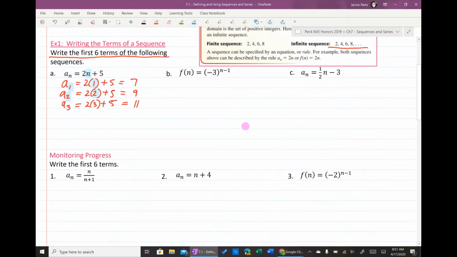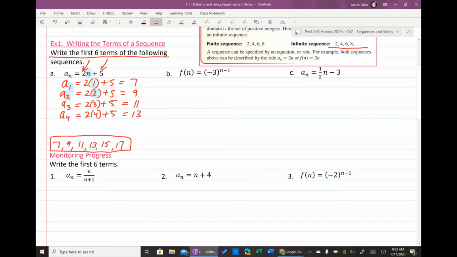You can probably see the pattern that's happening here. The numbers are going up by 2, which is not a coincidence because that's a 2. The reason it didn't start at 2 is because of this plus 5. So instead of starting at 2, it started at 5 greater than 2. You can continue to plug in numbers. Once you see the pattern in the first 3, you can fill in the rest if you'd like. This one would be 2 times 4, so that's 8 plus 5, which is 13, and so on. If we want 6 terms, it would be 7, 9, 11, 13, 15, 17.